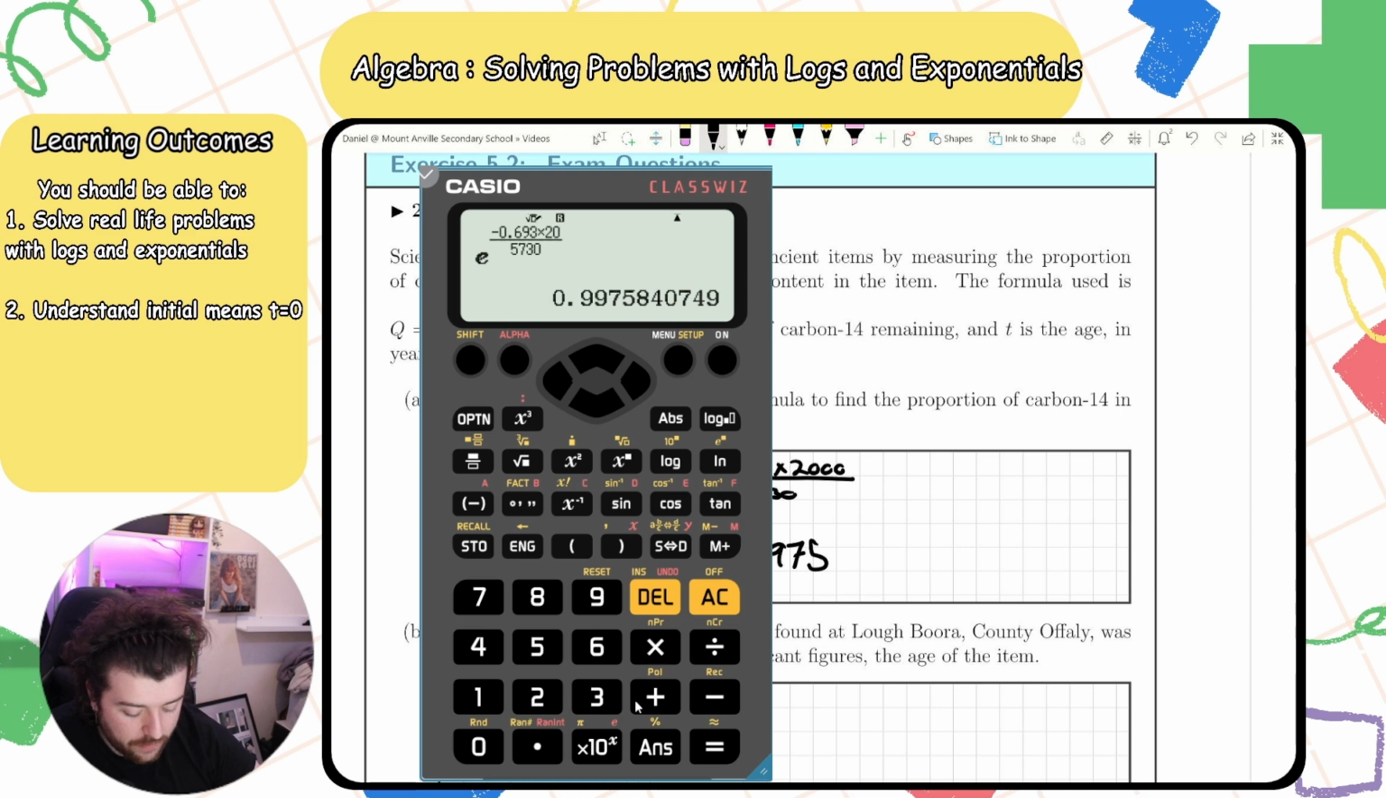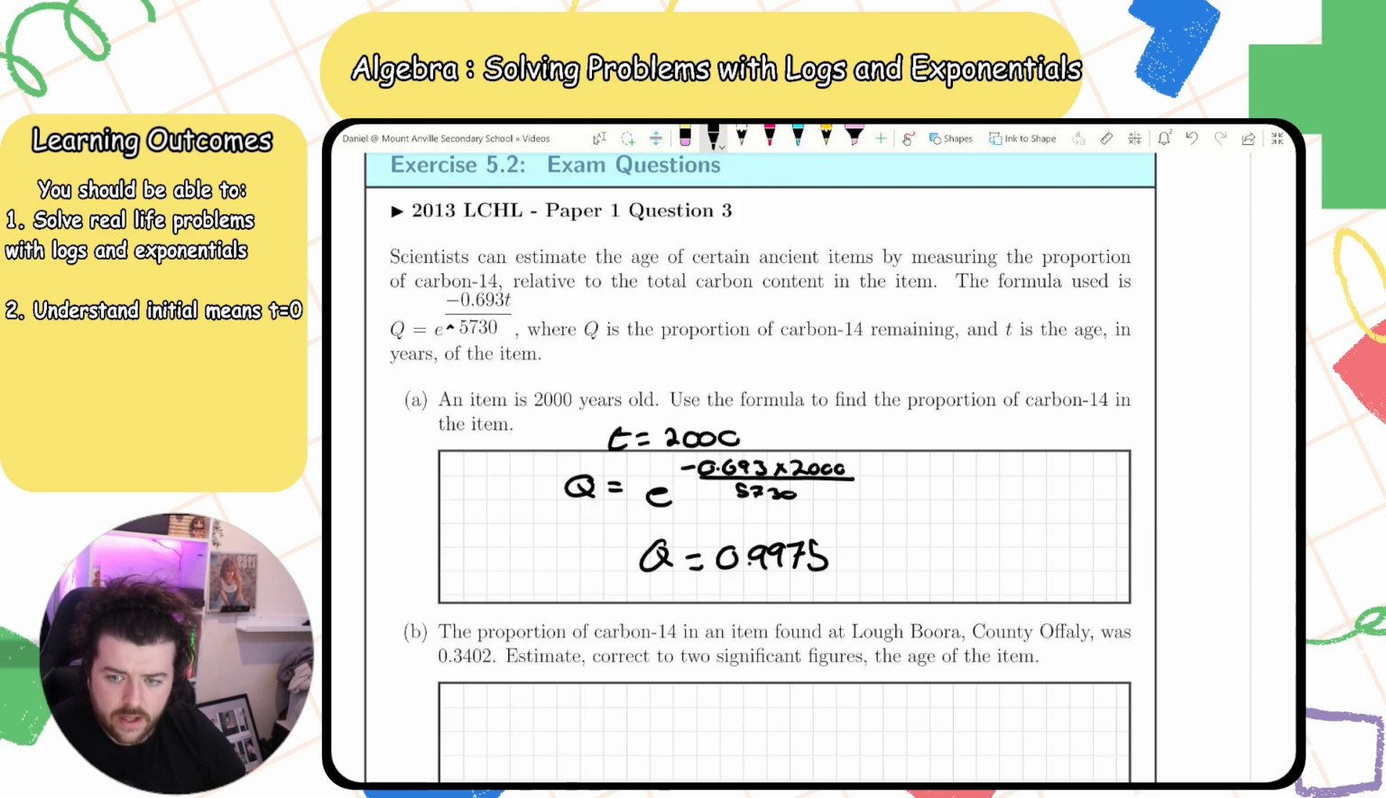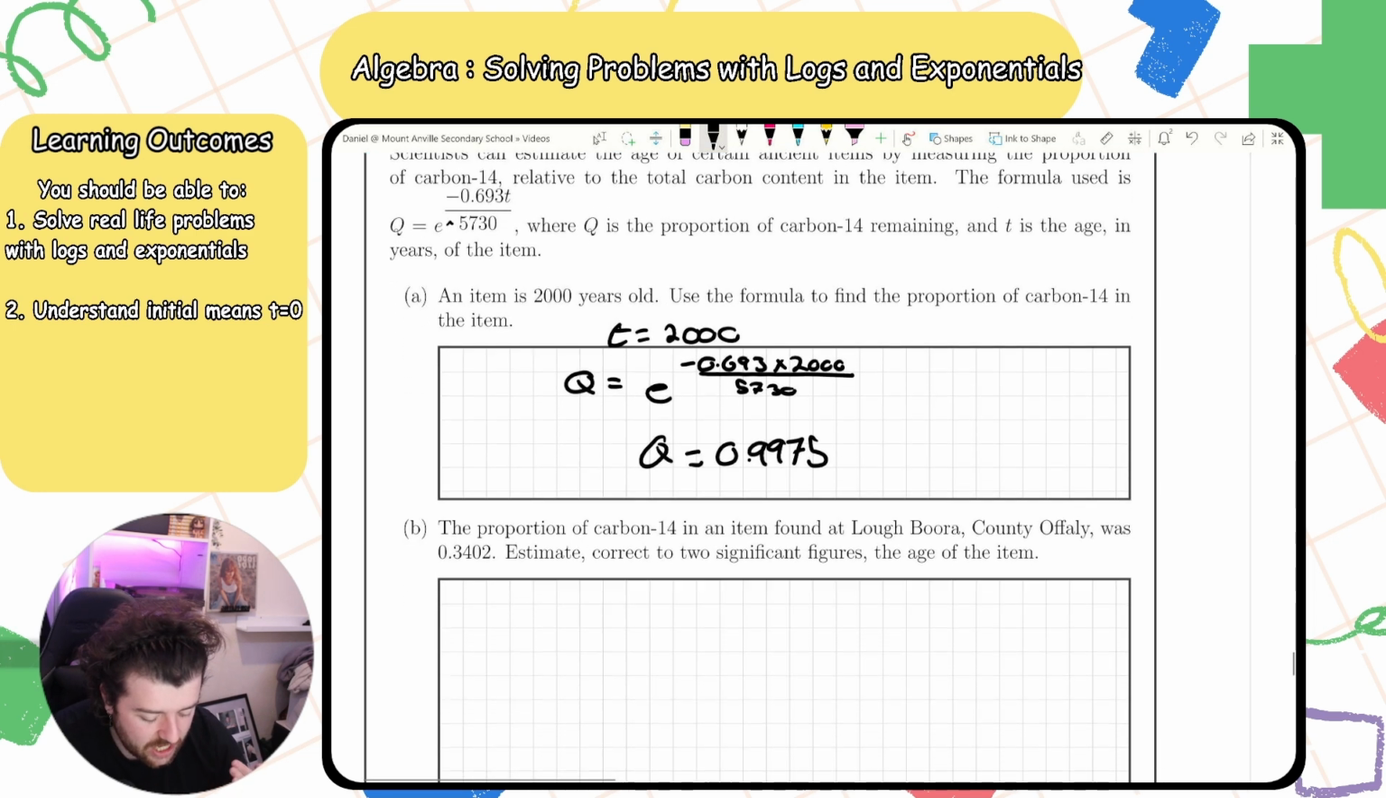The proportion of carbon-14, sorry, I'm blocking all my answers here. The proportion of carbon-14 in an item of food found at Loch Bura in County Offaly was 0.3402, so it was 34% of the carbon-14 remaining in this item. Estimate, correct to two significant figures, the age of the item.